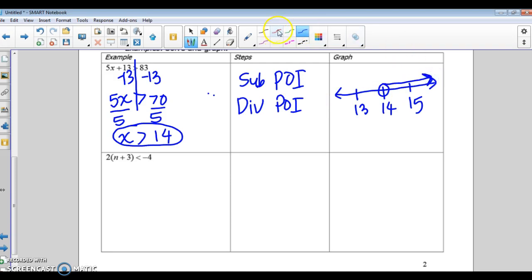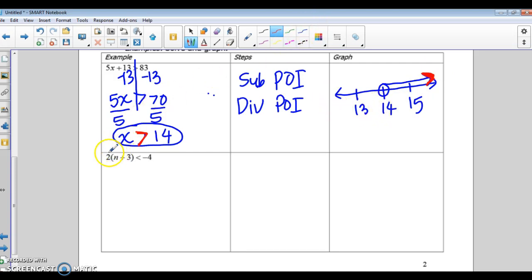Okay. If it's confusing you, what you can remember is, guys, your inequality sign always matches your arrow. That's something that I use all the time. It's a trick to remember, okay? All right, let's move on to the next question.